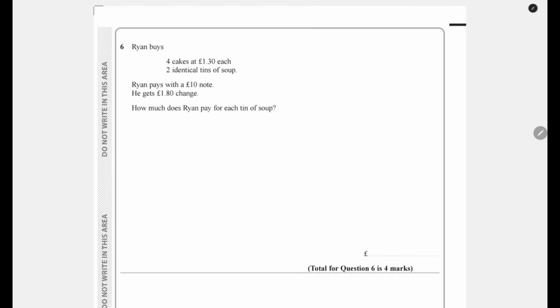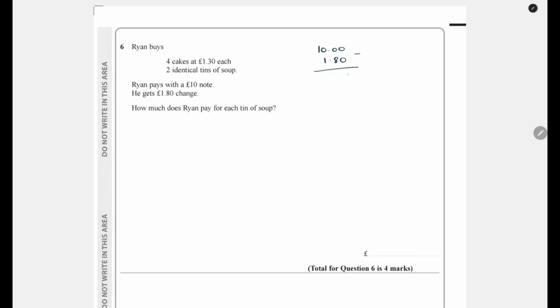Question 6 says, Ryan buys 4 cakes at £1.30 each, 2 identical tins of soup, and Ryan pays with a £10 note. He gets £1.80 in change. How much does Ryan pay for each tin of soup? So let's work out exactly how much he paid in total. Well, we know he paid with a £10 note and he got £1.80 back. So that's £10 minus £1.80.